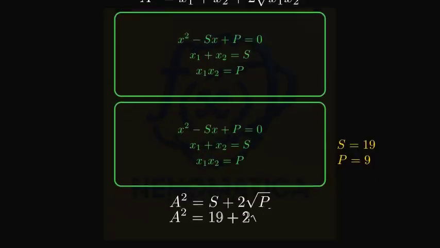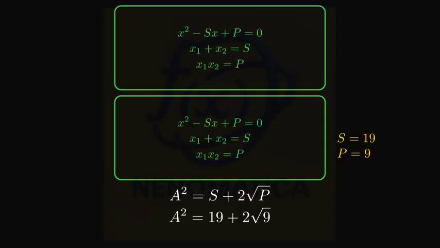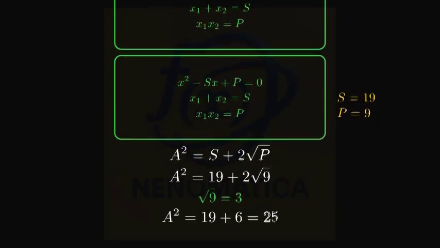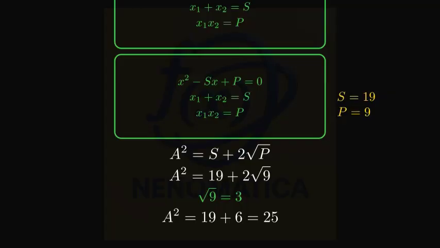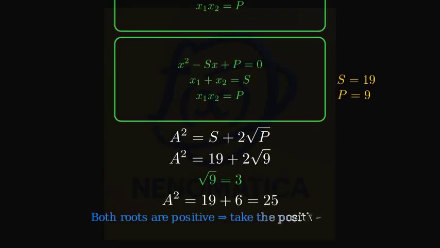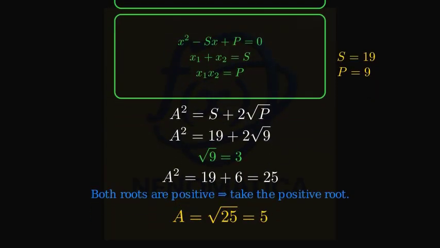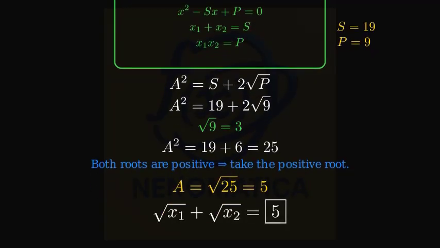Step 5. Substitute s and p into the expanded expression. A squared equals s plus 2 times the square root of p. That becomes 19 plus 2 times the square root of 9. Step 6. Evaluate the square root of 9, which is 3. So A squared equals 19 plus 6, which is 25. Step 7. Since square roots are non-negative and both roots of the quadratic are positive, A must be positive. Therefore, A equals the positive square root of 25, which is 5. Conclusion. The value of square root of x1 plus square root of x2 is 5.